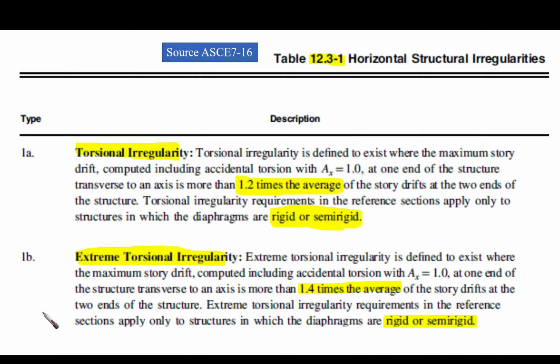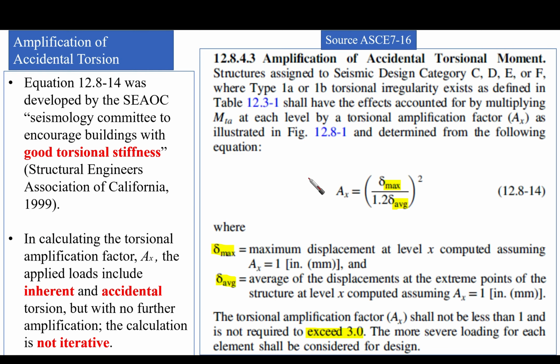Okay, so based on this, as you can find from the table here, this is 1.2 times the average, and for the extreme it is 1.4 times the average. So this is 1A and 1B. Whenever we have these kinds of irregularities, we are going to amplify the accidental torsion by this factor, which is delta maximum over 1.2 delta average, to the power 2. Where delta maximum is the maximum displacement at level X computed assuming no amplification factor, and delta average is the average displacement of the extreme points of the structure at level X.